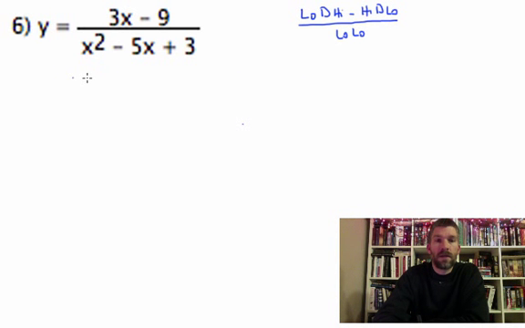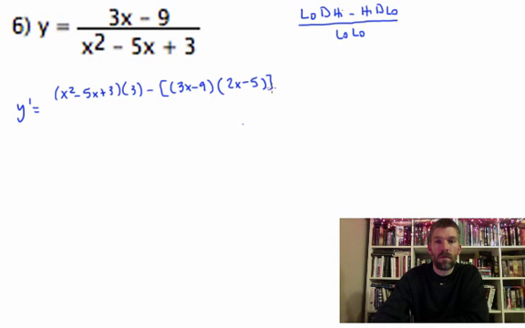Okay, so let's find that derivative. Y prime is equal to low d high, so x squared minus 5x plus 3 times the derivative on the top, which is just 3, minus high, which is 3x minus 9, d low, which is 2x minus 5.